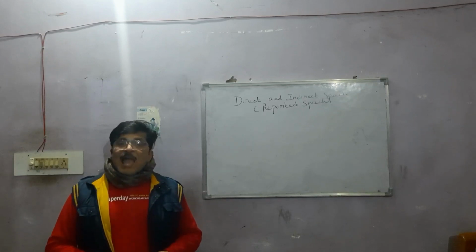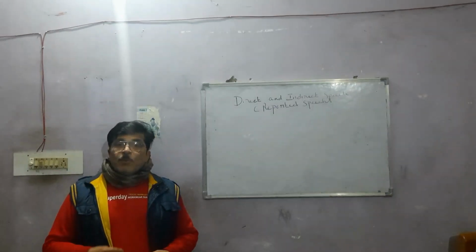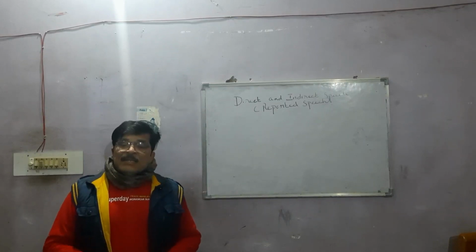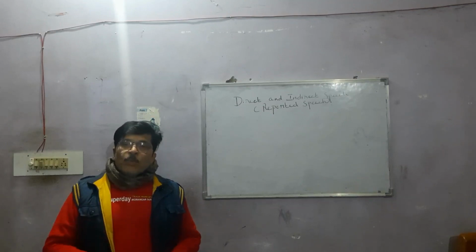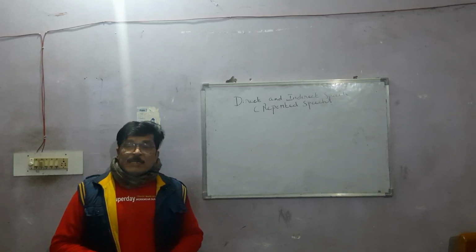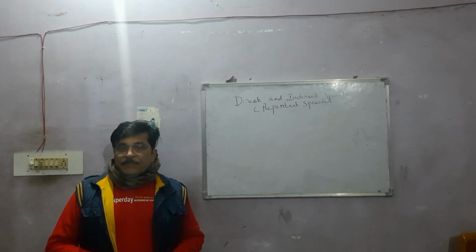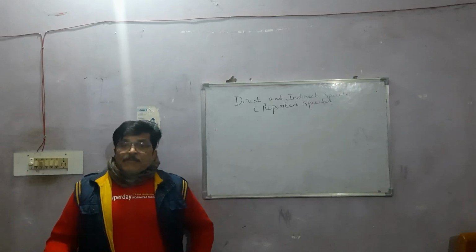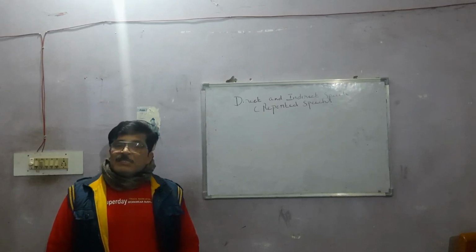Direct speech are the actual words of the speaker. When you are talking to someone, the words that you are saying, the words that come out from your mouth, that is called direct speech. Indirect speech is when the words that you have spoken are conveyed by the second person to a third person. That is called indirect speech. So this is what direct and indirect speech means. The definition of direct speech is that direct speech are the actual words of the speaker.